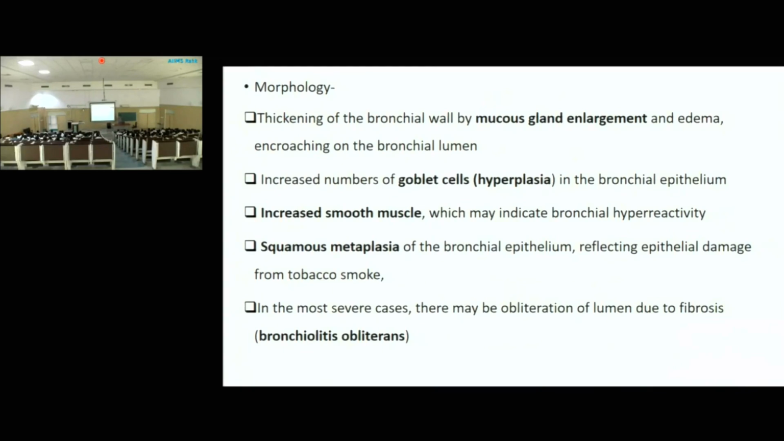These are different types of adaptation. If you undergo hyperplasia or hypertrophy, you will also have a change in form from one epithelium to another epithelium. Ciliated columnar will undergo squamous change.